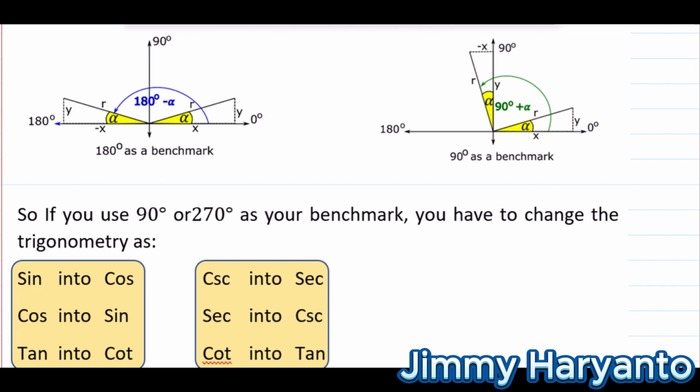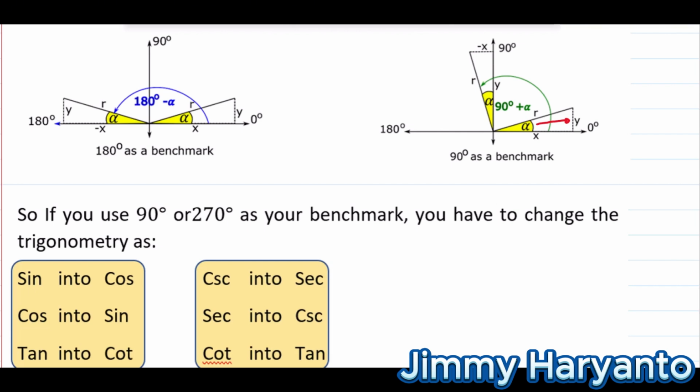If the alpha is right here and the opposite side is y, when you have 90 degrees plus alpha, the triangle will be a little bit different from the previous one. For this one, the opposite side will be negative x, not y anymore. It means there is a little bit of difference between the original triangle and the 90 plus alpha triangle. The difference is that x and y are flipped, swapped like that.